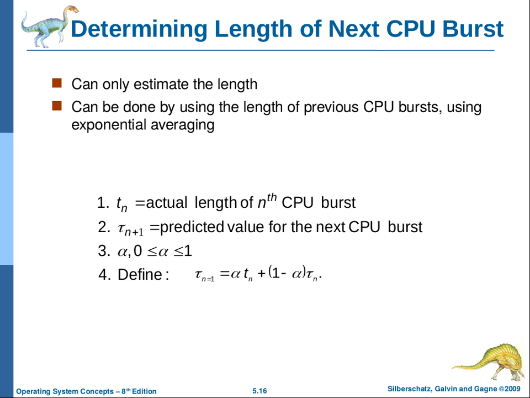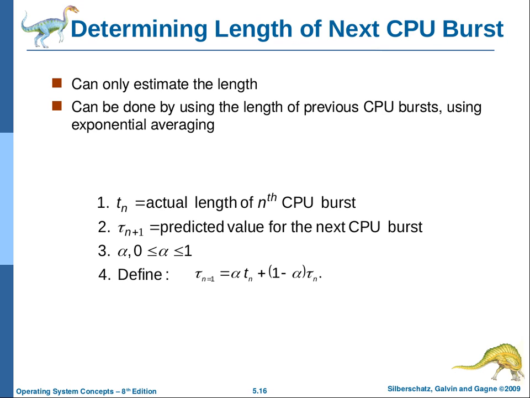I'll do it again just in case you have any issues. T of n is the actual length of the last CPU burst. Tau of n plus 1, what's coming up next, is your predicted value. Alpha is just some number for how much weight you want to give the last one versus everything previous. If you choose something close to 1, you're giving the last value more weight than everything previous. If you choose close to 0, you give the previous values more weight than the current.